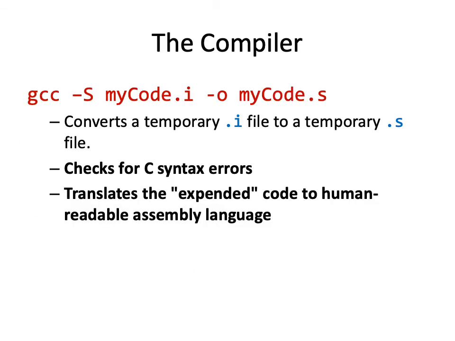Let's move on to the compilation stage itself. During compilation, the compiler will take the extended code from the preprocessor stage and convert it to assembly language. During this process, it will check the C syntax from your code for errors, and it will try to optimize the code as best it can, and eventually it will take that all and translate it into assembly language and output it as a .s file. Now, if you want to tell GCC to just do that, you can give it the -S flag and give it a .i file, and it will convert that to a .s file.